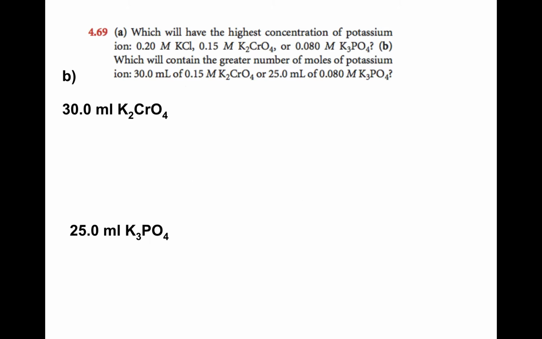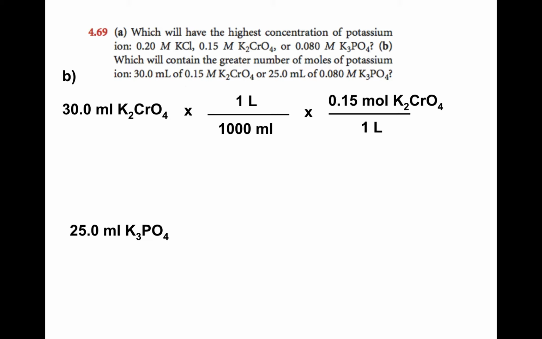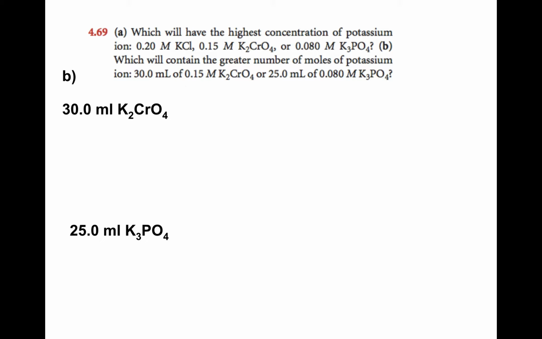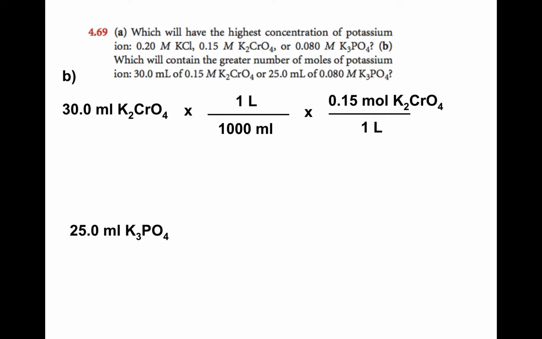All right, looking at part B, we have 30 milliliters of a 0.15 molar potassium chromate solution, and 25 milliliters of a 0.08 molar potassium phosphate solution. All right, so let's convert milliliters to liters, so we can use the molarity of potassium chromate to convert to how many moles of potassium ion I'm going to have. So I looked at the formula to figure out how many moles of potassium will be liberated when potassium chromate goes into solution. And there are my conversion factors, right? Everything cancels except for what I want, moles of potassium ion.